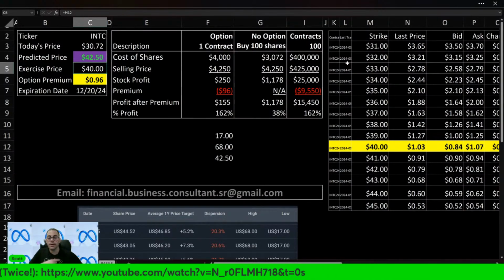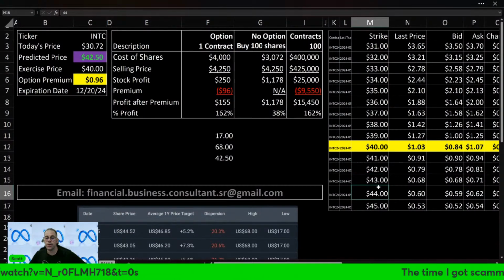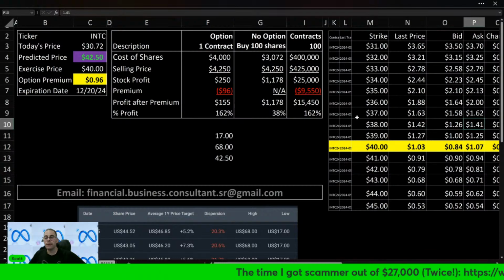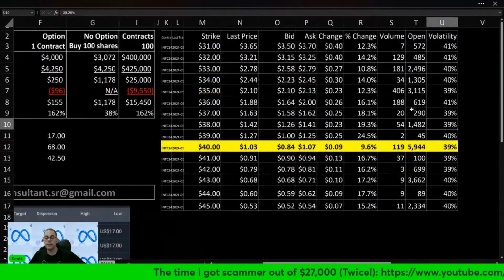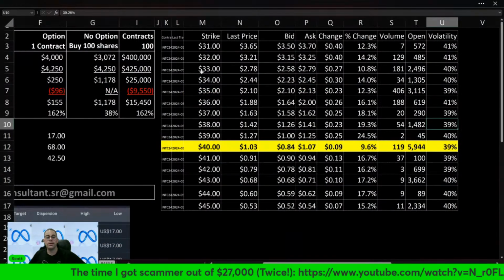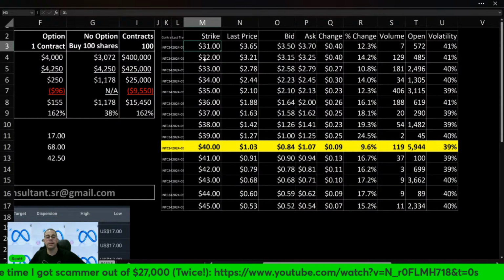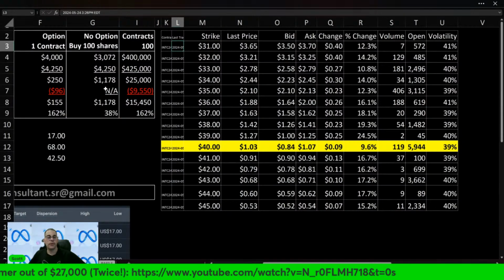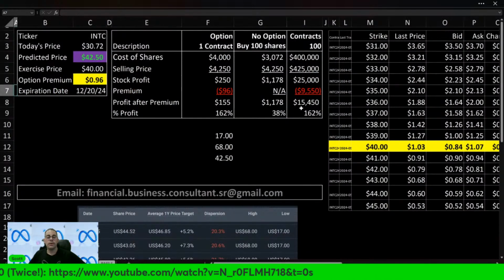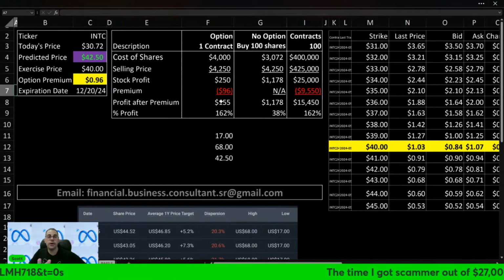But let's do different strike prices. This is the purpose of this model. You can do different strike prices. So 42.50, let's look for something else. You can do obviously anything above 31. So your return is 162% at the $40 strike price if it hits 42.50.